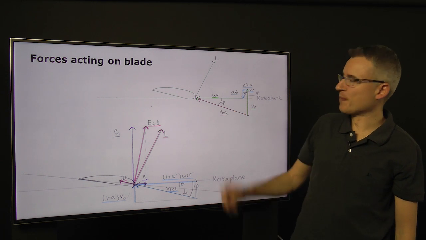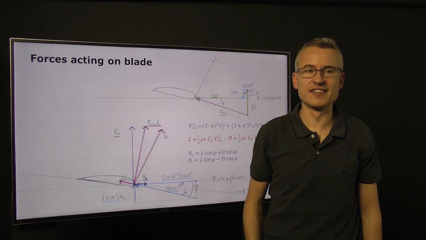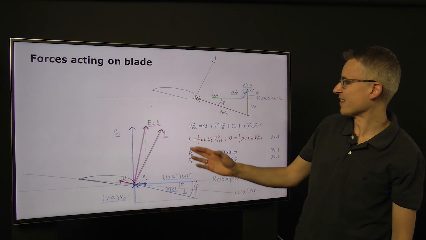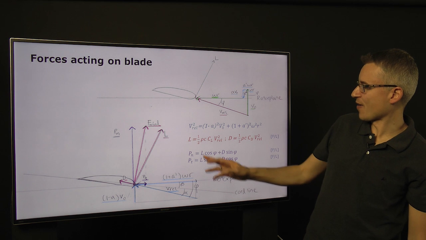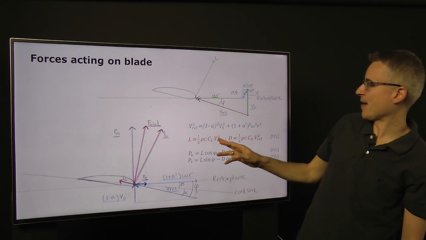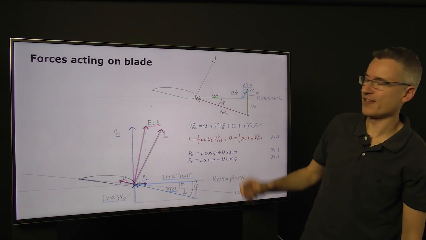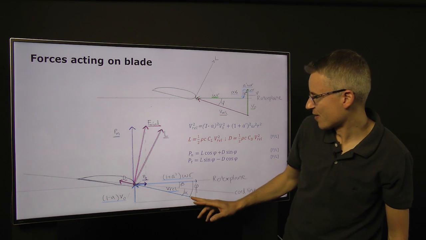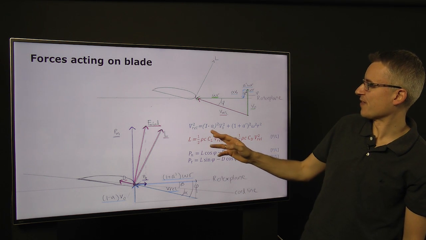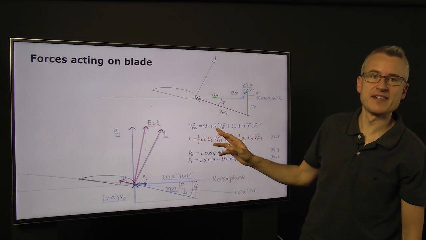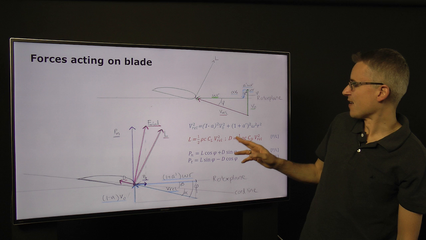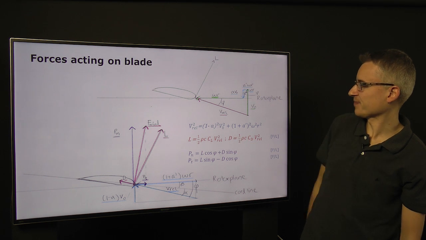So are we able to compute these forces? The answer is yes. We have from standard fluid mechanics that the lift force is 1/2 rho times the chord length here, times a lift coefficient times v_rel squared. So that's the speed coming in here. And it's expressed here in terms of the inflow speed with induction and the rotational speed with induction. And there's a similar formula for the drag.